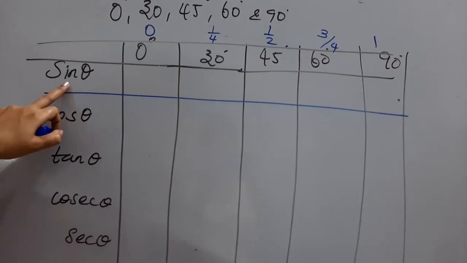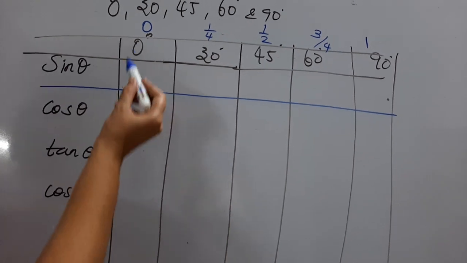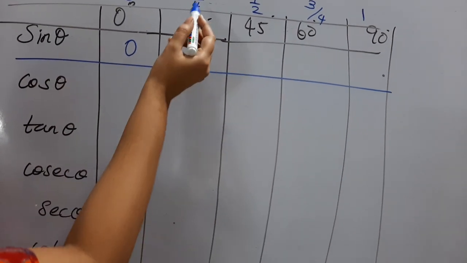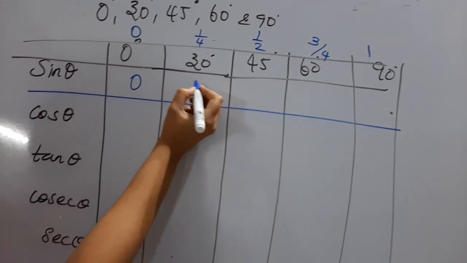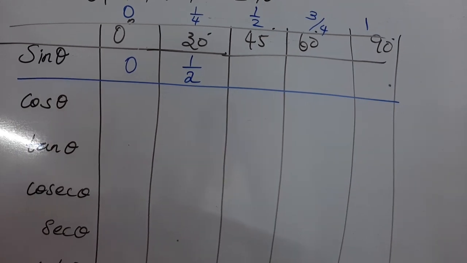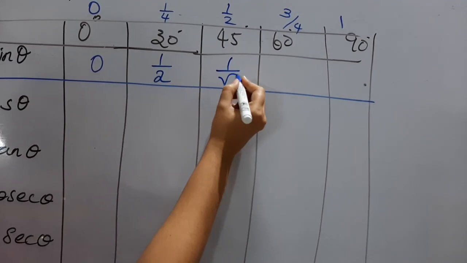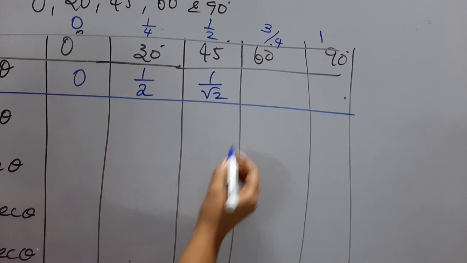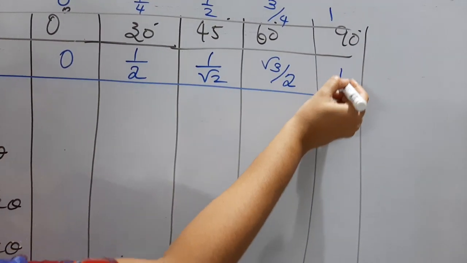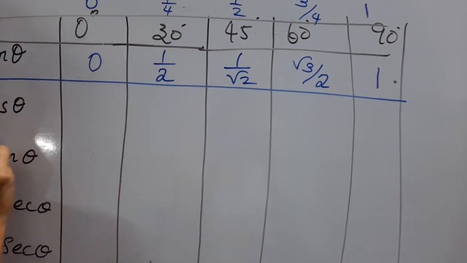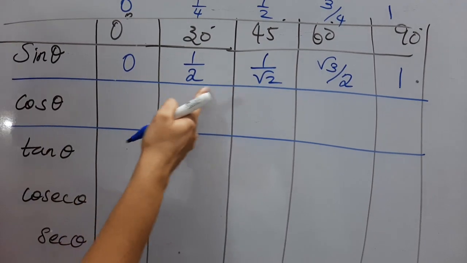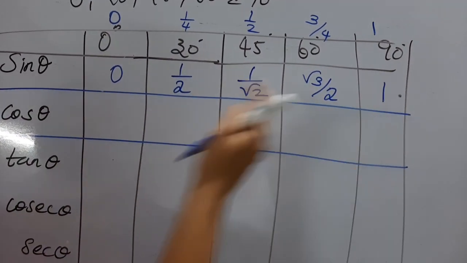Now what will be the value of sine theta? Take square root for 0. We will get 0. Take square root for 1 by 4. Square root of 1 by 4 is 1 by 2. Take square root for half. You will get 1 by root 2. And square root for 3 by 4, that is root 3 by 2. Square root of 1 is 1. So sine theta value for all these different angles, we got 0, 1 by 2, 1 by root 2, root 3 by 2 and 1.